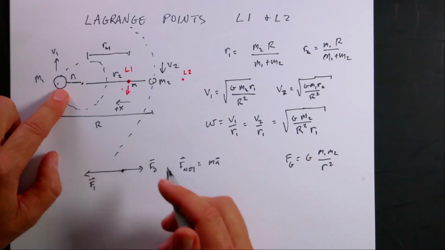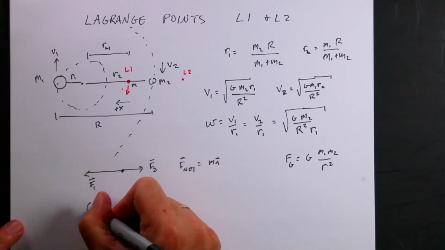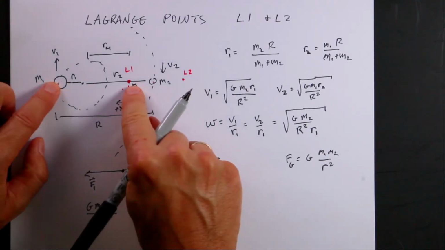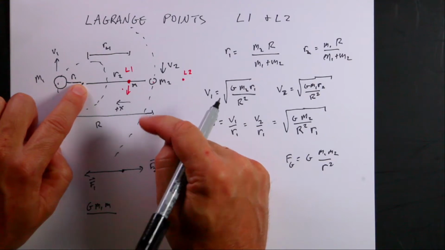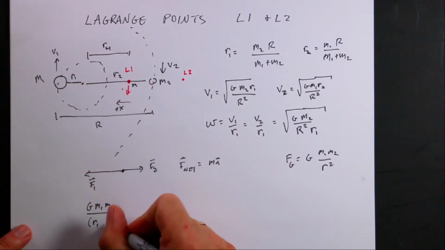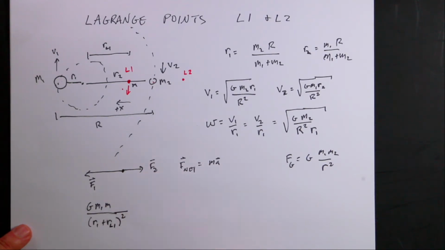So if that's the case, I can write the gravitational force due to F1 is going to be equal to G M1 M over this distance squared. So from here to there is R1, from here to there is RL1. So it's going to be R1 plus RL1 quantity squared.